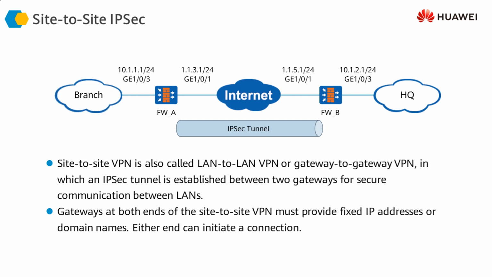As you can see, the branch office network has the subnet 10.1.1.0, and the headquarter has the 10.1.2.0 subnet. The interfaces connecting the two firewalls with each other through the internet or a public network are 1.1.3.1, the IP address of this firewall, and 1.1.5.1, the IP address of this firewall. So we want to establish a LAN-to-LAN VPN or a gateway-to-gateway VPN, which means we should most probably be using the tunnel mode, and we want to secure the communication between these two security gateways.